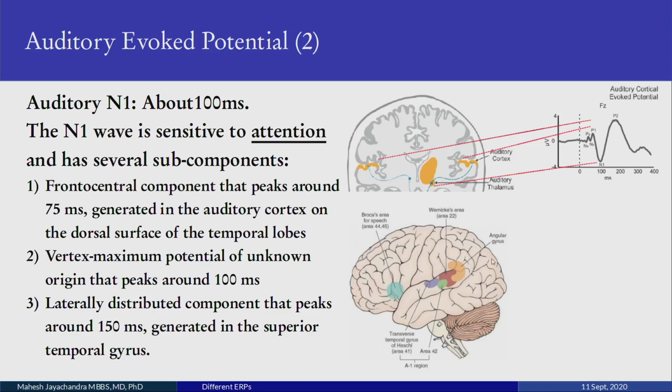And following the frontocentral component at 75 milliseconds, you have a vertex maximum potential that occurs around 100, and we don't know where this comes from. And then you have a laterally distributed component which peaks at around about 150, which is generated in the superior temporal gyrus. That's over here inside. Okay. So all these three components merge, and together they give the N1, which we record at the surface. So there are three different components, but you get only one peak.